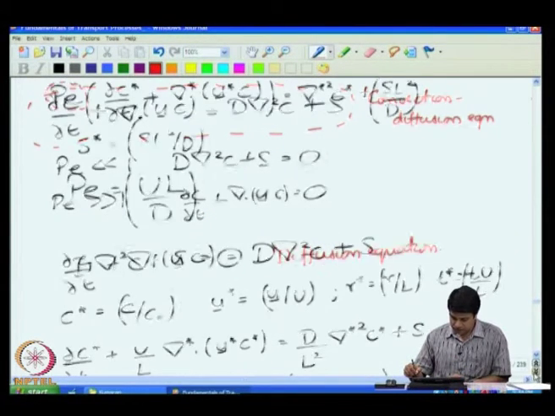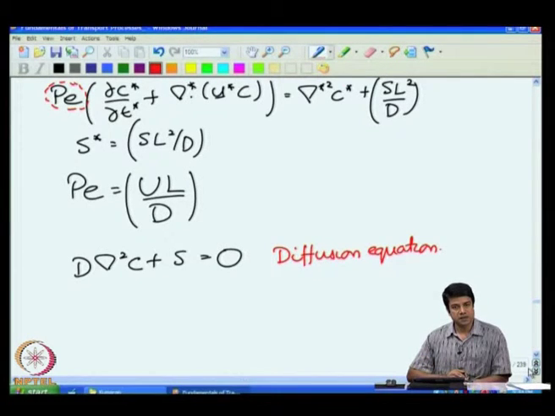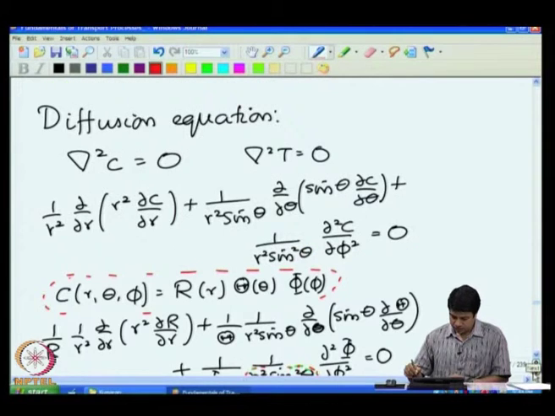So, first we started off solving D del square C plus S is equal to 0, which is just the diffusion equation. If there are no sources or sinks in the field, then this is just the Laplace equation for the concentration field. And first I had solved it for you in a spherical coordinate system. As I explained, a spherical coordinate system can be used only for objects of spherical symmetry, but also a spherical coordinate system gives us some general forms of solution which can be used for any problem.